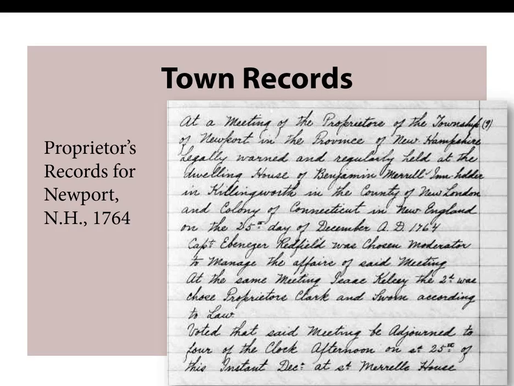On the next slide, we're going to have the proprietors' records. Remember when we were talking about proprietor records for Massachusetts, and I know you did for Maine as well. Those are the early settlement of land within the community. So the proprietor records are included in the town records for Newport, New Hampshire. And these example dates to 1764.